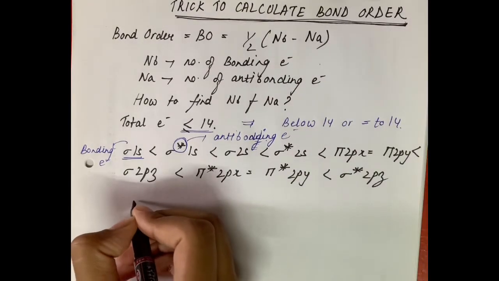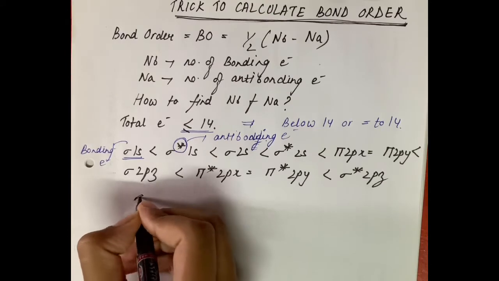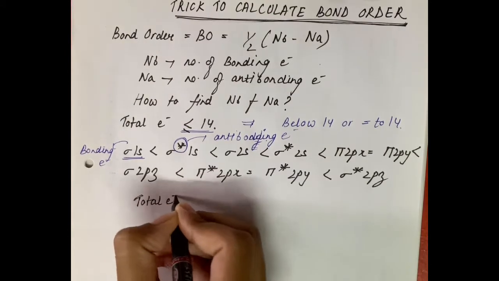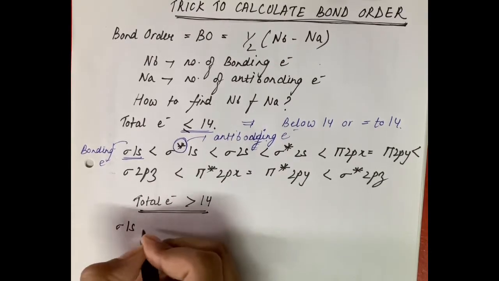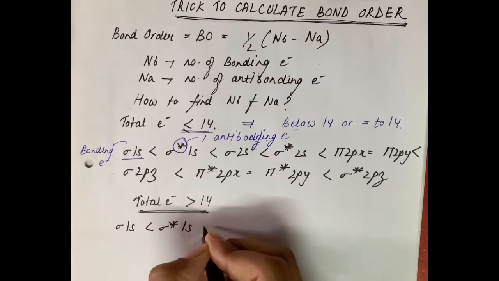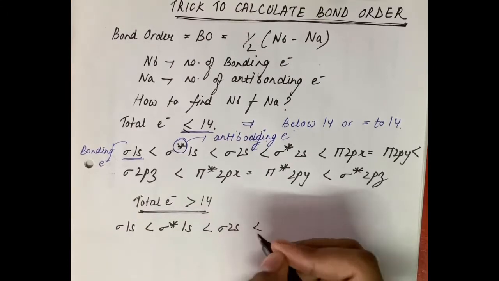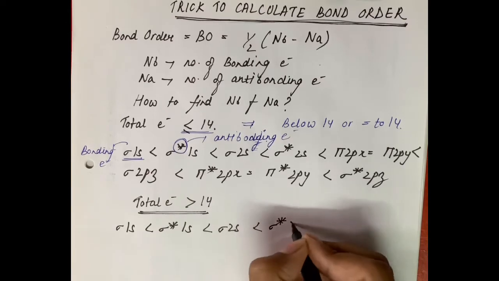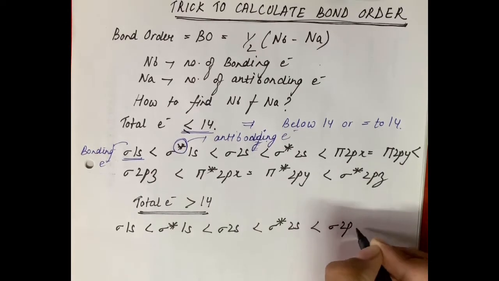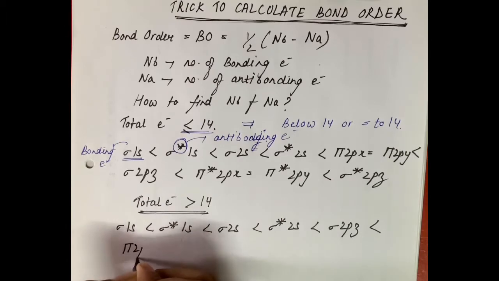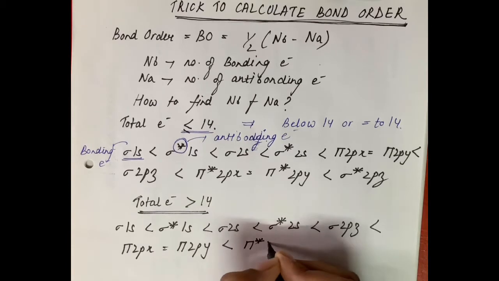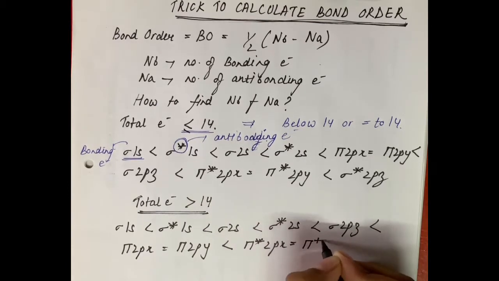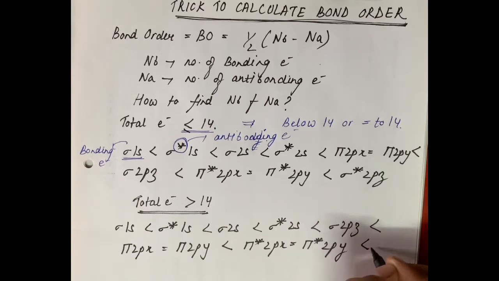Now what if the total number of electrons is more than 14? In such a case, the electrons get filled in a different order, which is sigma 1s, sigma star 1s, sigma 2s, sigma star 2s, sigma 2pz, pi 2px equals pi 2py, pi star 2px equals pi star 2py, and sigma star 2pz.